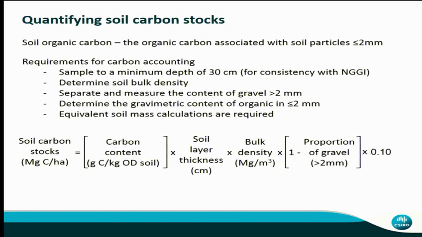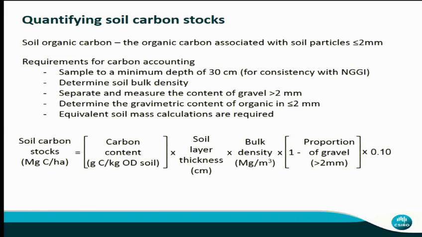First thing to recognize is when we talk about soil carbon stocks from a carbon accounting framework, we're really dealing with stuff that's less than 2 millimeters. We don't count the big stuff because we think it decomposes so fast it just brings volatility into the accounting. We have to sample to a minimum depth of 30 centimeters. That's for consistency with our national greenhouse gas inventory. You can go deeper if you want, but you need to go to 30 centimeters.